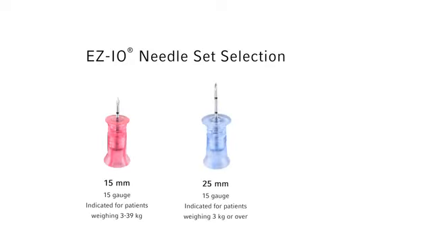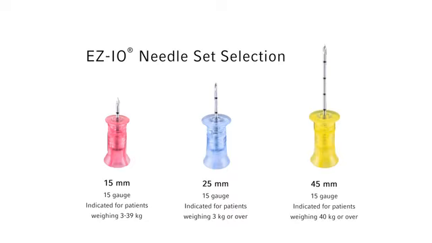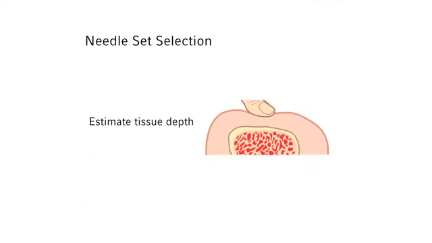Critical judgment should be used to determine appropriate needle set selection based on patient weight, anatomy, and tissue depth overlying the insertion site. To facilitate selection of the correct length needle set, tissue depth over the insertion site should be assessed prior to selection of the needle set. Press your thumb or finger over the insertion site to estimate the depth of soft tissue.